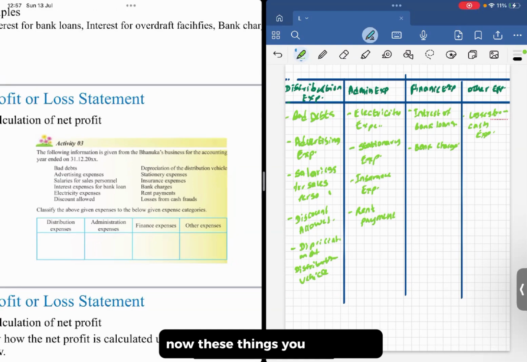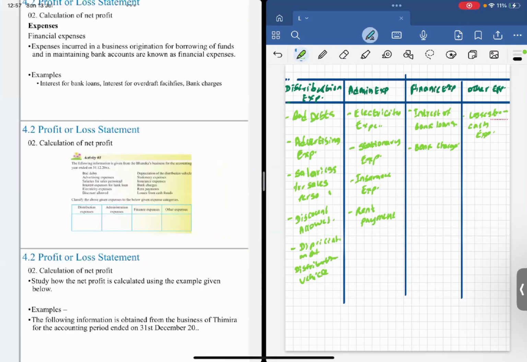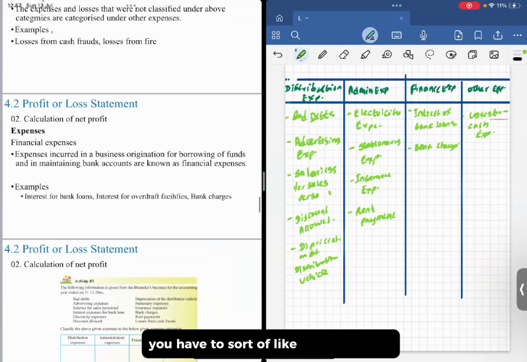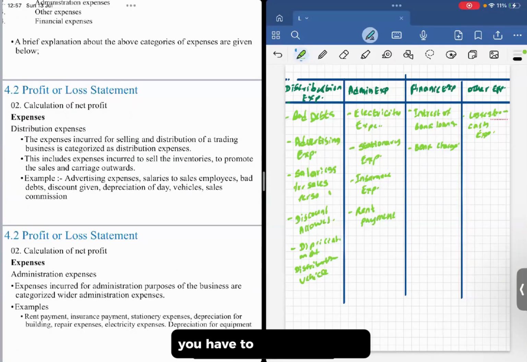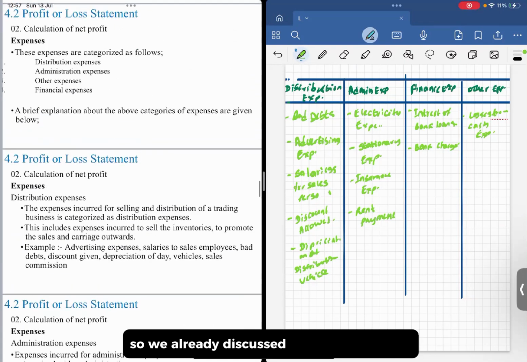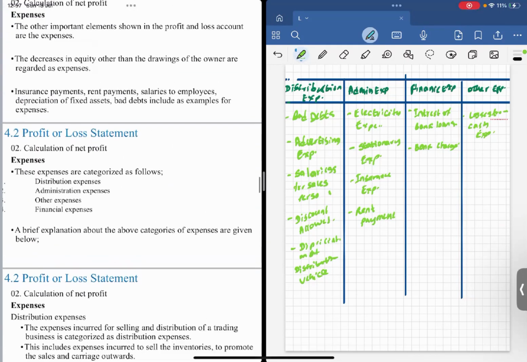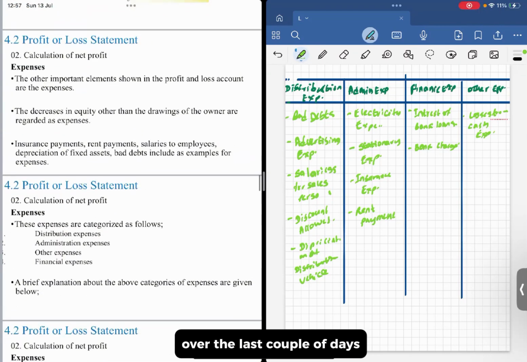Now these things usually you have to learn by heart. You have to read them and remember them, because sometimes it might not be very straightforward. We already discussed these things over the last couple of days.